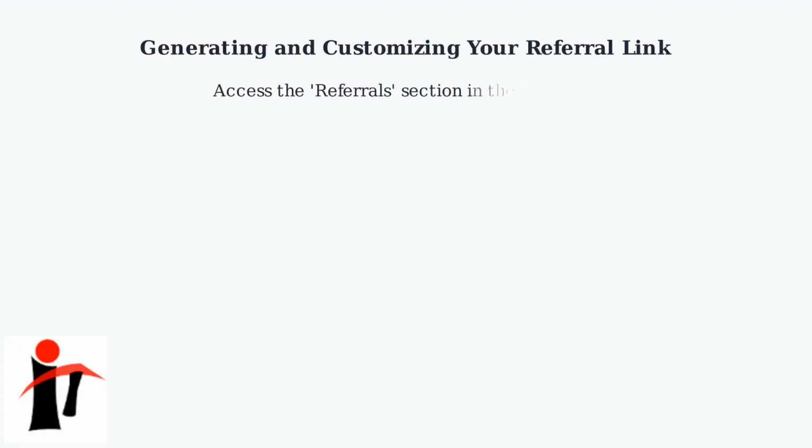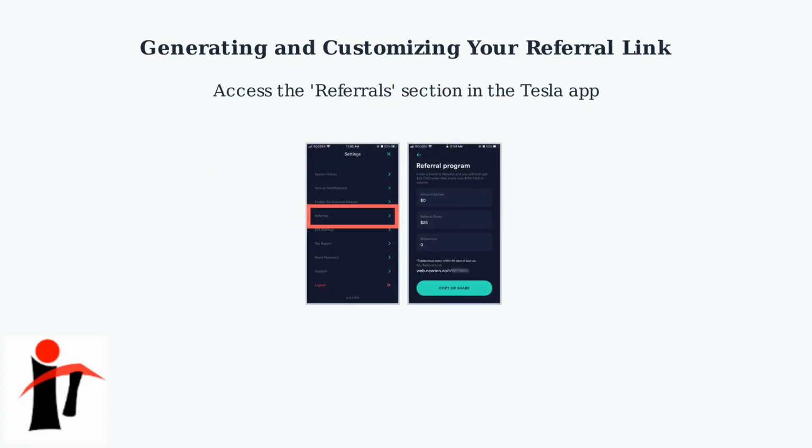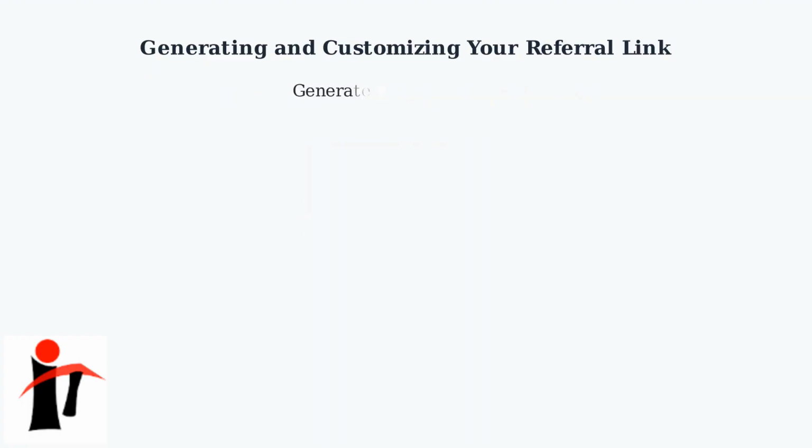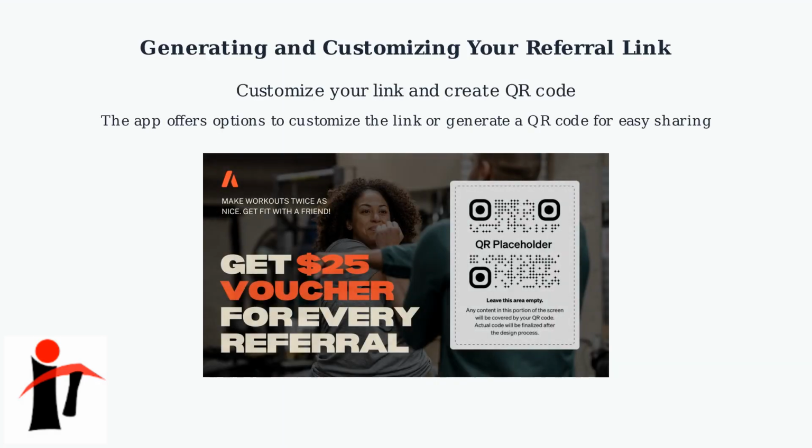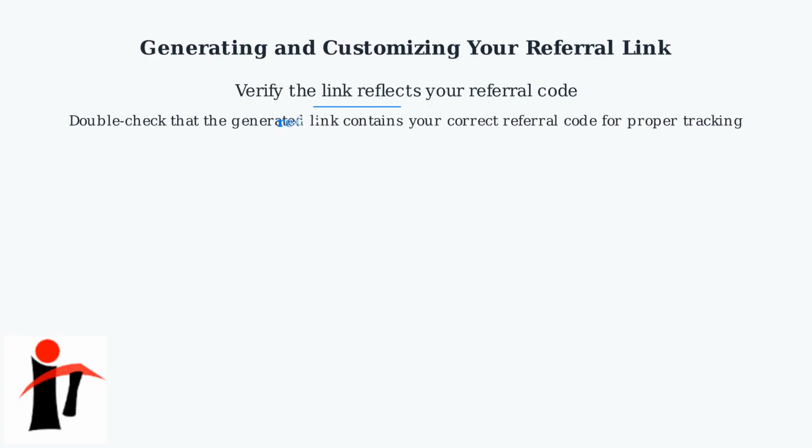Within the Referrals section of the Tesla app, you can generate your personalized referral link. This section is easily accessible through the app's main menu. To generate your referral link, simply tap the Generate button within the Referrals section. This creates a unique link that tracks your referrals and ensures proper credit for successful purchases. The app may provide options to slightly customize your referral link or generate a QR code version. This makes sharing more convenient, especially for in-person referrals or social media posts. Ensure the generated link accurately reflects your unique referral code. This code is essential for tracking and crediting your successful referrals.